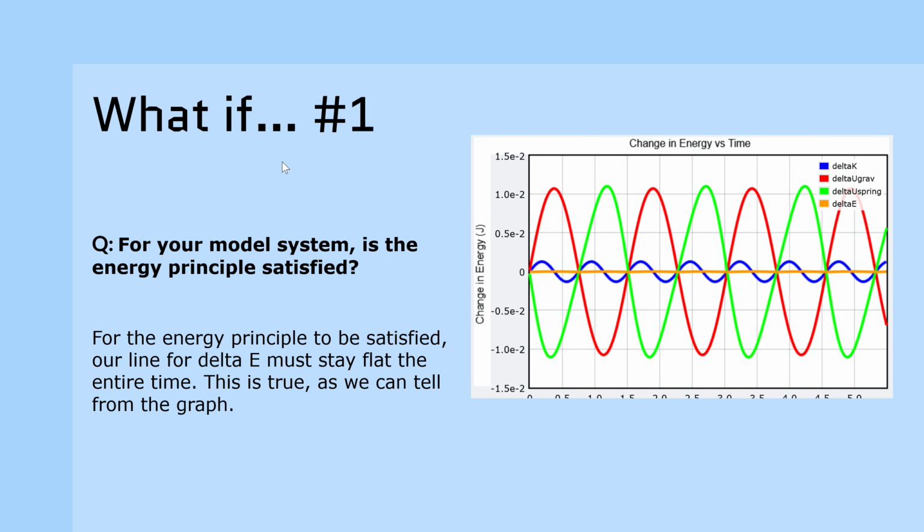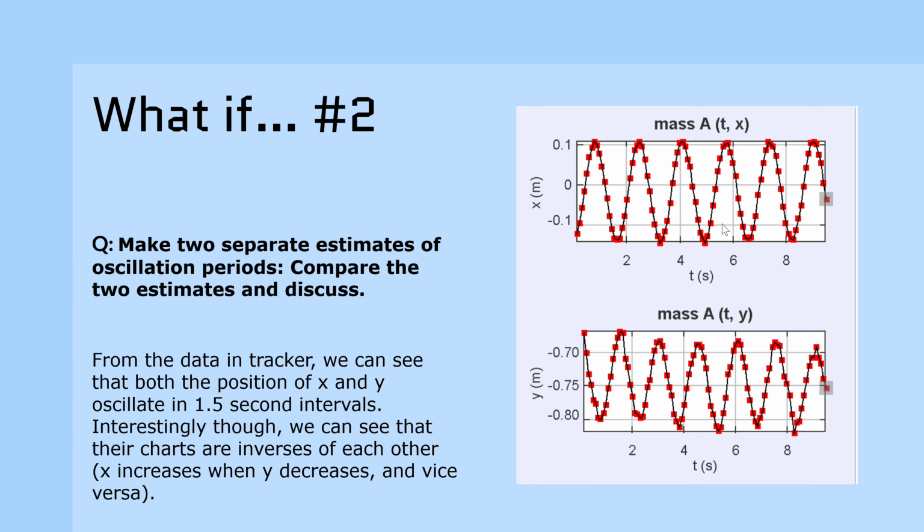Talking about that, our first what-if question is: for your model system, is the energy principle satisfied? We can see that it is, because as our U gravity and our U spring oscillate in opposite patterns, they keep the delta E straight. So it zeroes out and the energy principle is satisfied. Secondly, we can see these oscillating motions in opposite patterns in the X and the Y tracking.